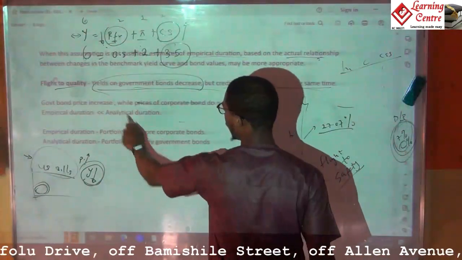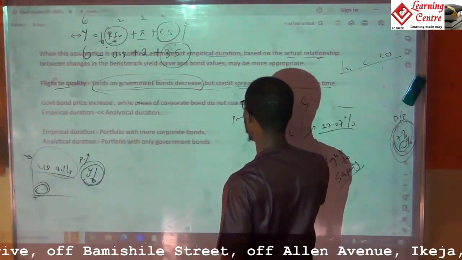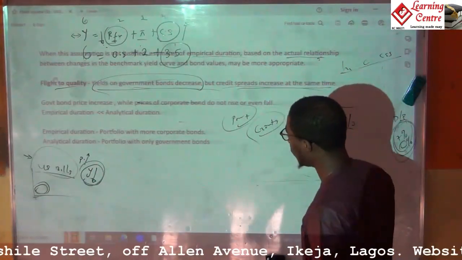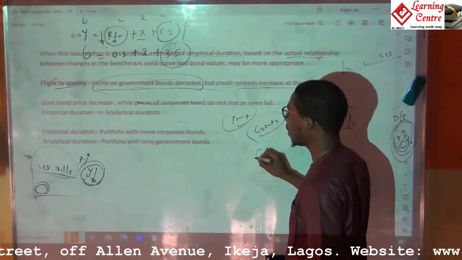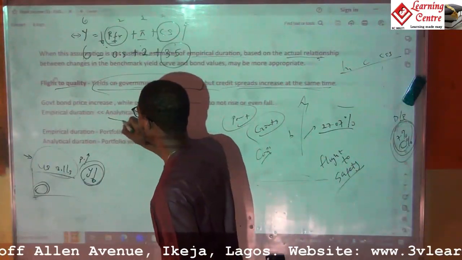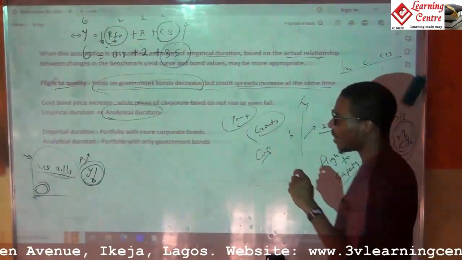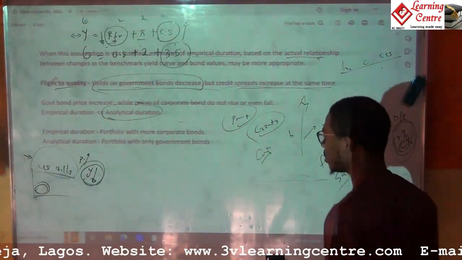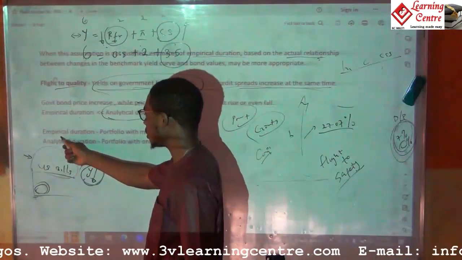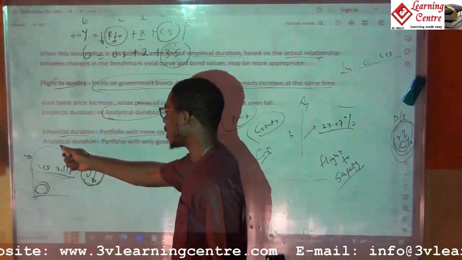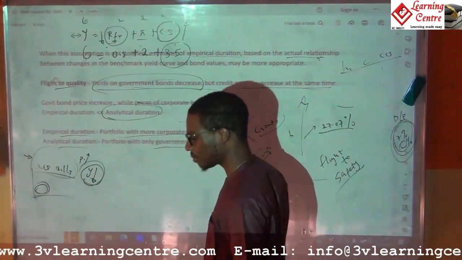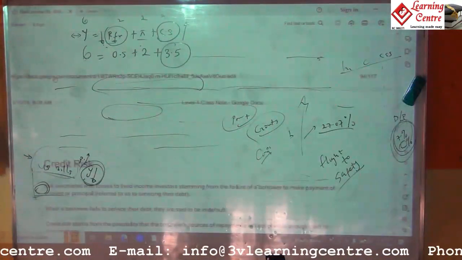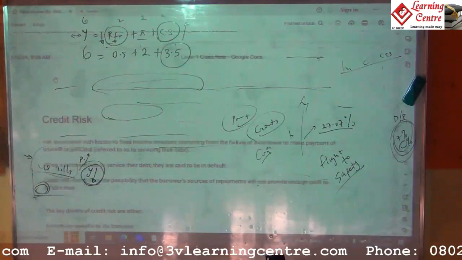So if our portfolio has lots of government securities, that is, I don't have so much exposure to corporates, I can keep using my analytical calculation. But at the point where I have more corporate bonds in my portfolio, please use your empirical calculation instead. Analytical calculation is relevant when I have more government securities. Any question?